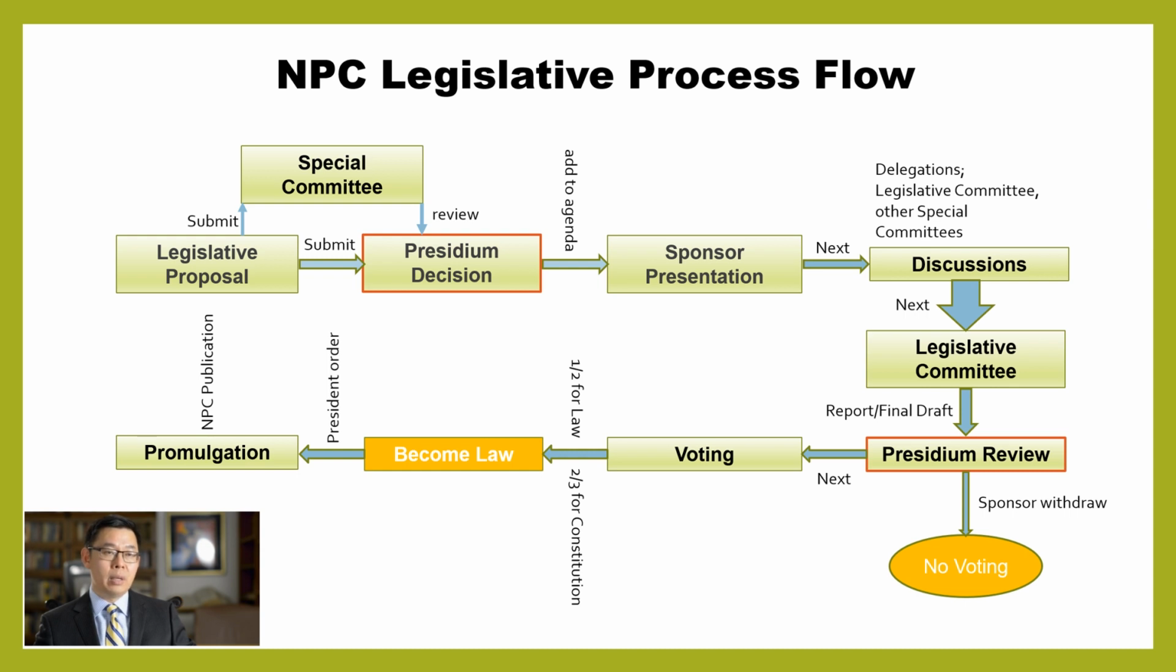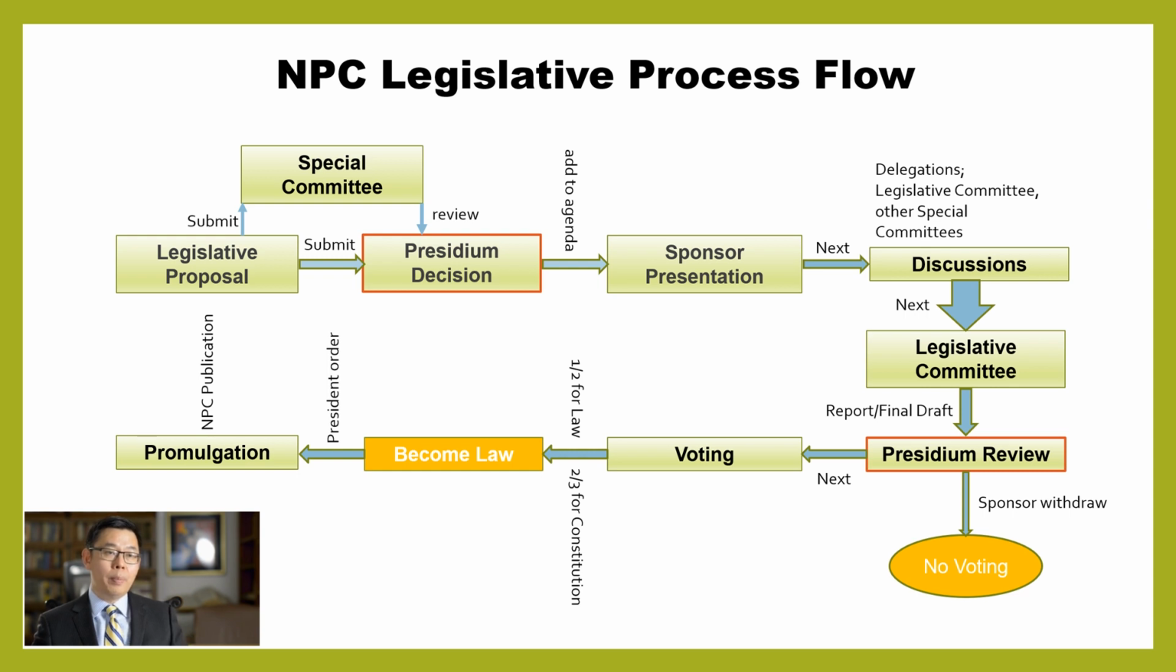Step 6. The President reviews the report and final draft of the legislative proposal before its circulation to all Congress representatives. Step 7. The report and the final draft are circulated to all Congress representatives. Step 8. Voting by Congress representatives. If passed, the President signs it into law, and then the National Congress publishes it in its official publication.